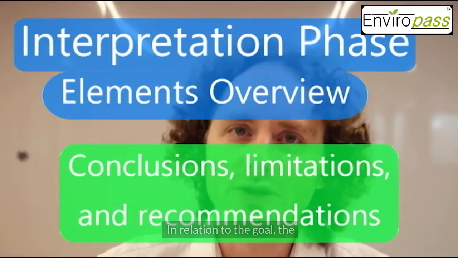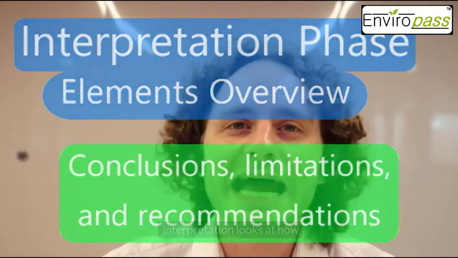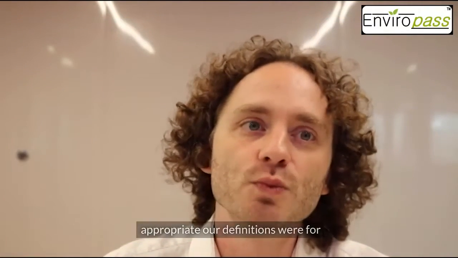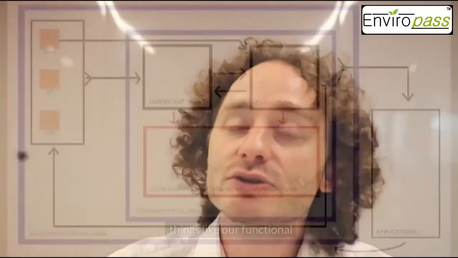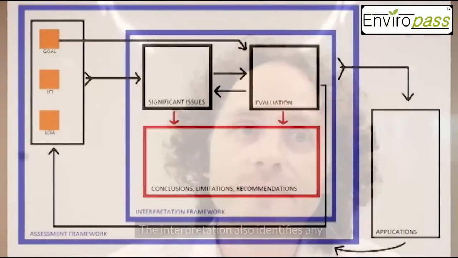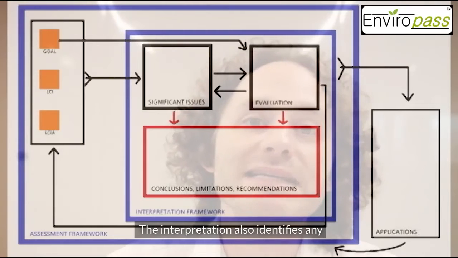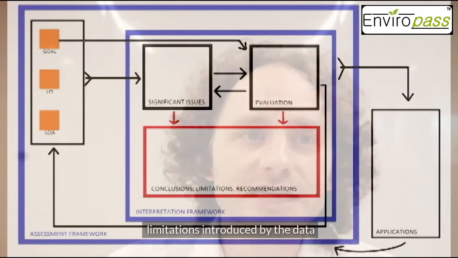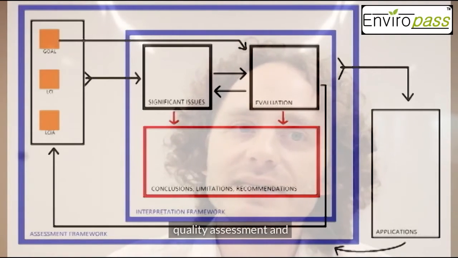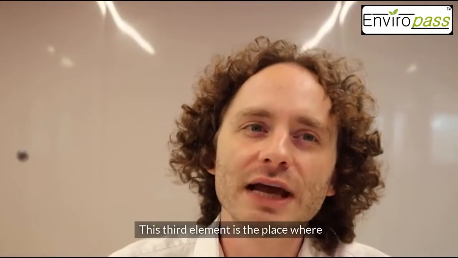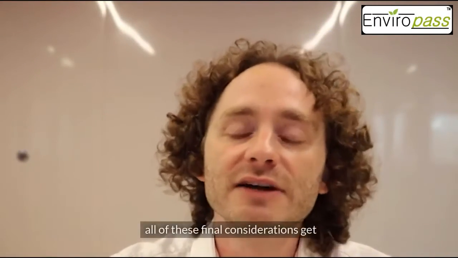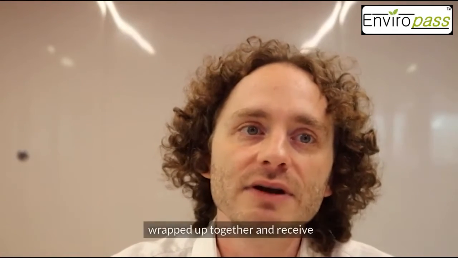The third interpretation phase element is in fact a collection consisting of conclusions, limitations, and recommendations. In relation to the goal, the interpretation looks at how appropriate our definitions were for things like our functional unit and our system boundary. The interpretation also identifies any limitations introduced by the data quality assessment and our sensitivity analysis. This third element is the place where all of these final considerations get wrapped up together and receive justification at a very high level of analysis.